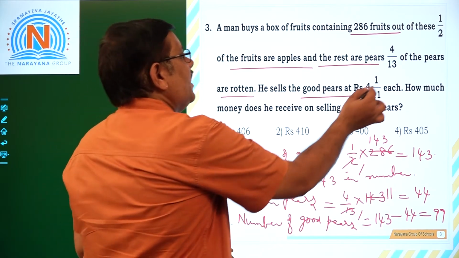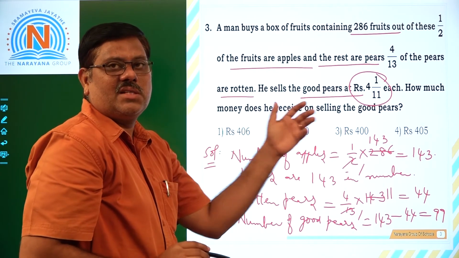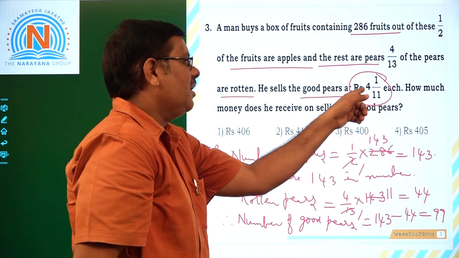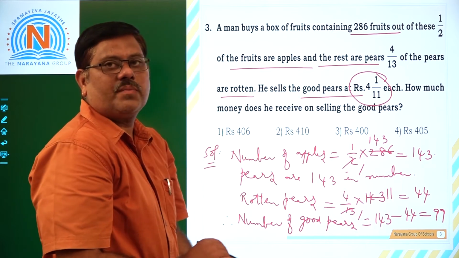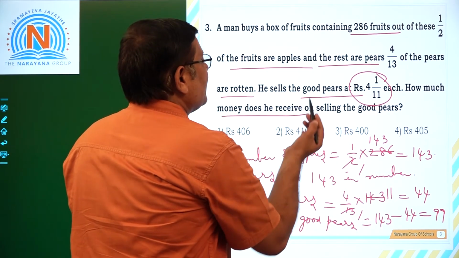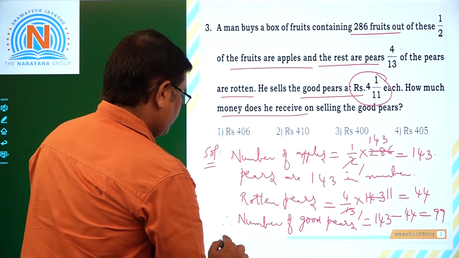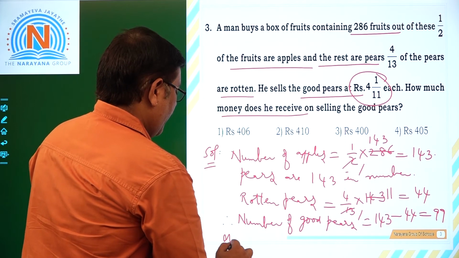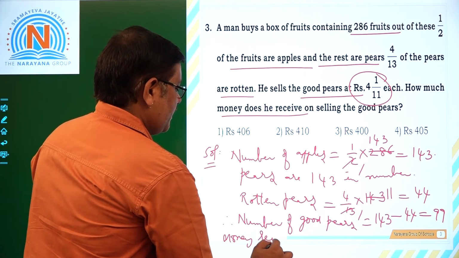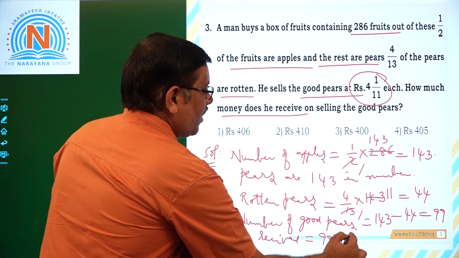At what rate is he selling? He is selling at a rate of 4 1 by 11 rupees each. Each pear he is selling at the rate of 4 1 by 11 rupees. So how much money does he receive? Therefore, the money received is equal to 99 into 4 1 by 11.